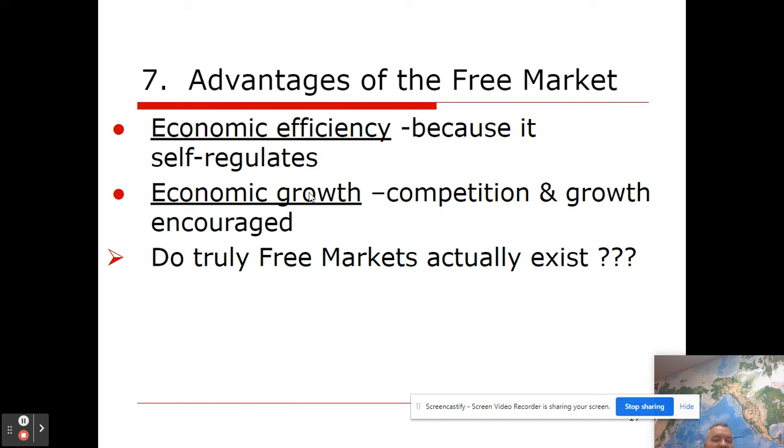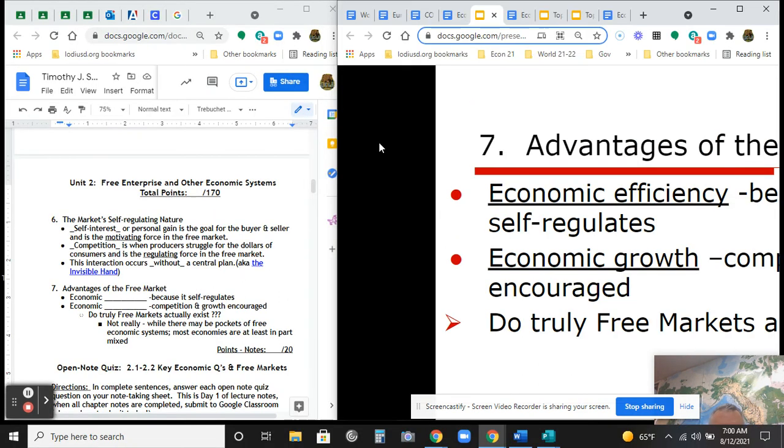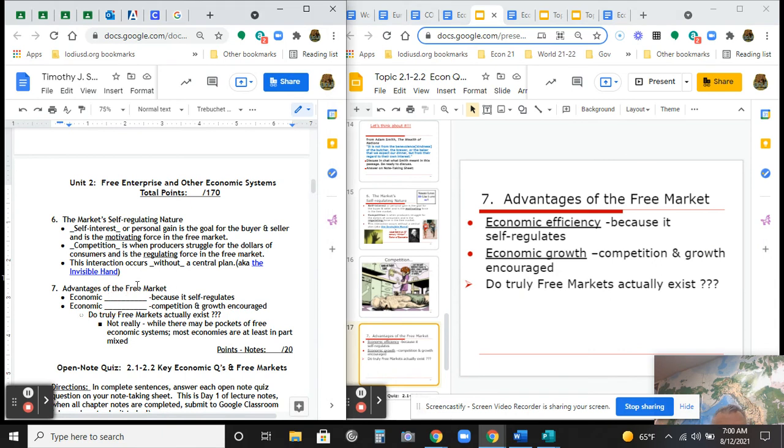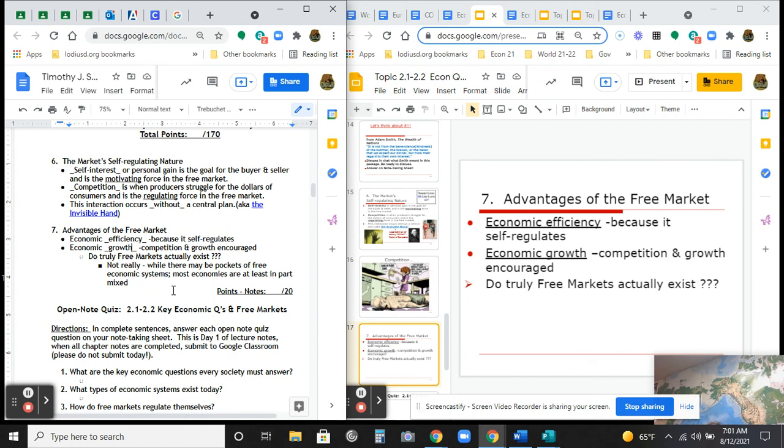Advantages of the free market: efficiency, growth. You have to have growth for business to work. You have to have efficiency for things to self-regulate. Let's go ahead and add that to our notes. Economic efficiency, because it self-regulates. If people buy more of a product, more of the product gets produced. If you buy less of a product, less of the product gets produced because people are trying to profit. Growth is necessary for business to thrive. That's why they're always regulating the loan rate because that finances growth, right?